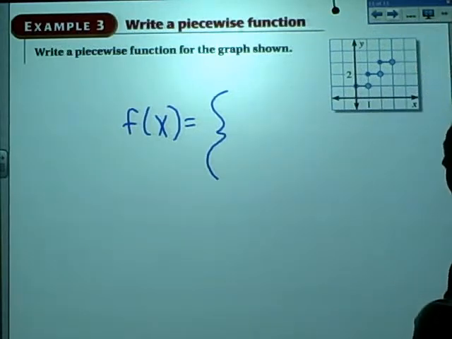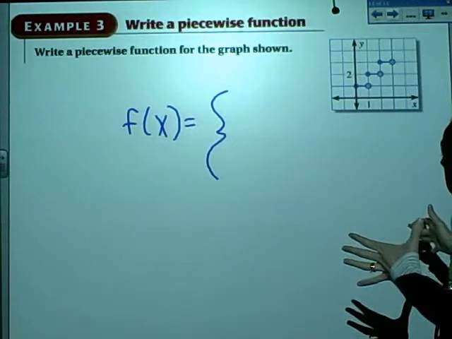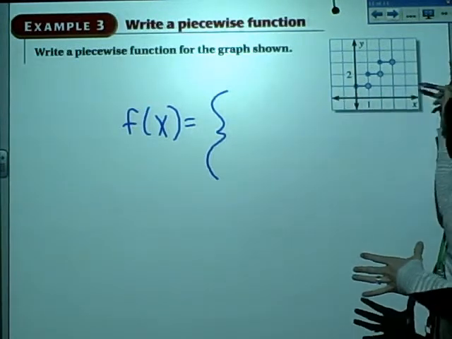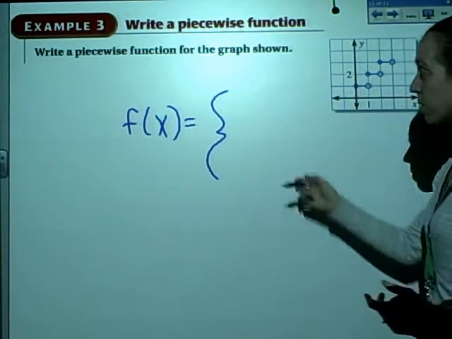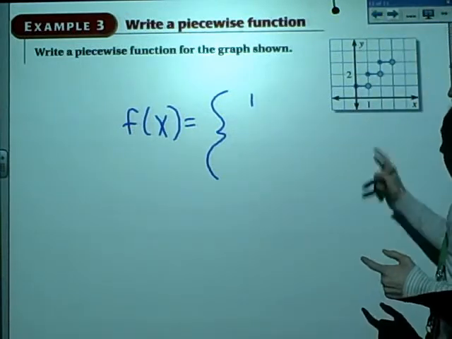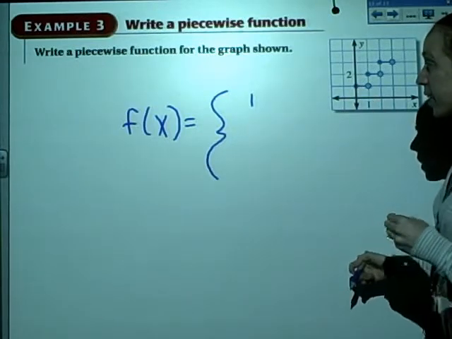Now, what I want to do first is I'm going to look at this function and I'm going to pretend the dots are not there. Okay, so what do I see? I see a horizontal line at y equals 1. I know that. That's easy. 1. But then, okay, this horizontal line looks like it's got some specific x values.